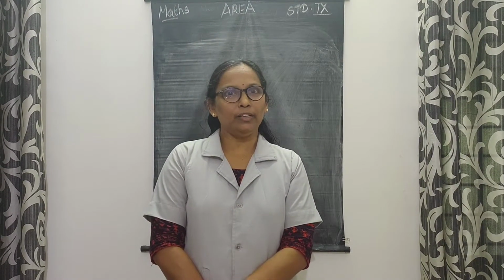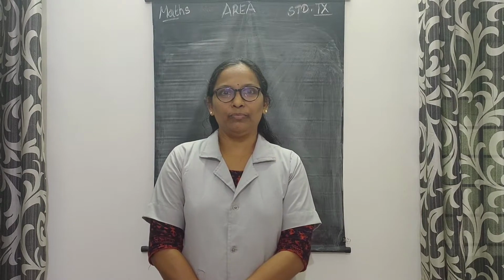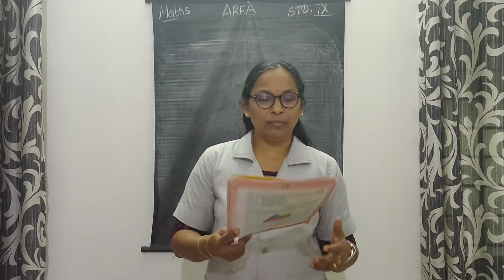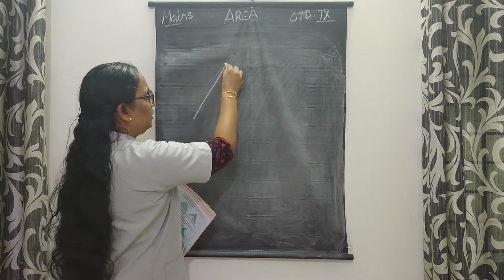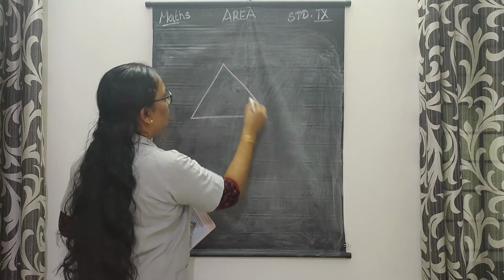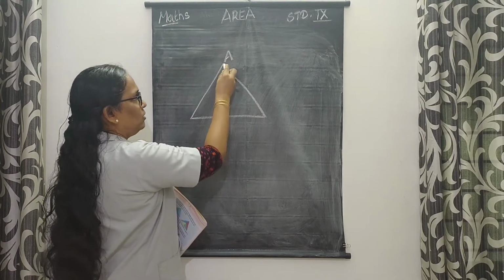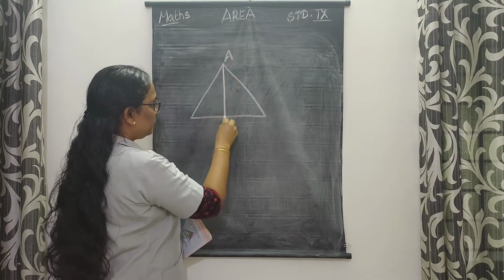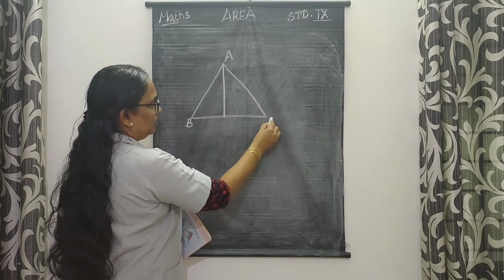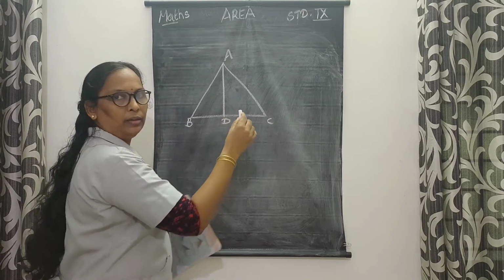I will explain that question once again here. The question is, in the picture below, the top vertex of a triangle is joined to the midpoint of the opposite side. So, in this triangle, the top vertex, which we can mark as A, is joined to the midpoint of the opposite side. So, D is the midpoint.